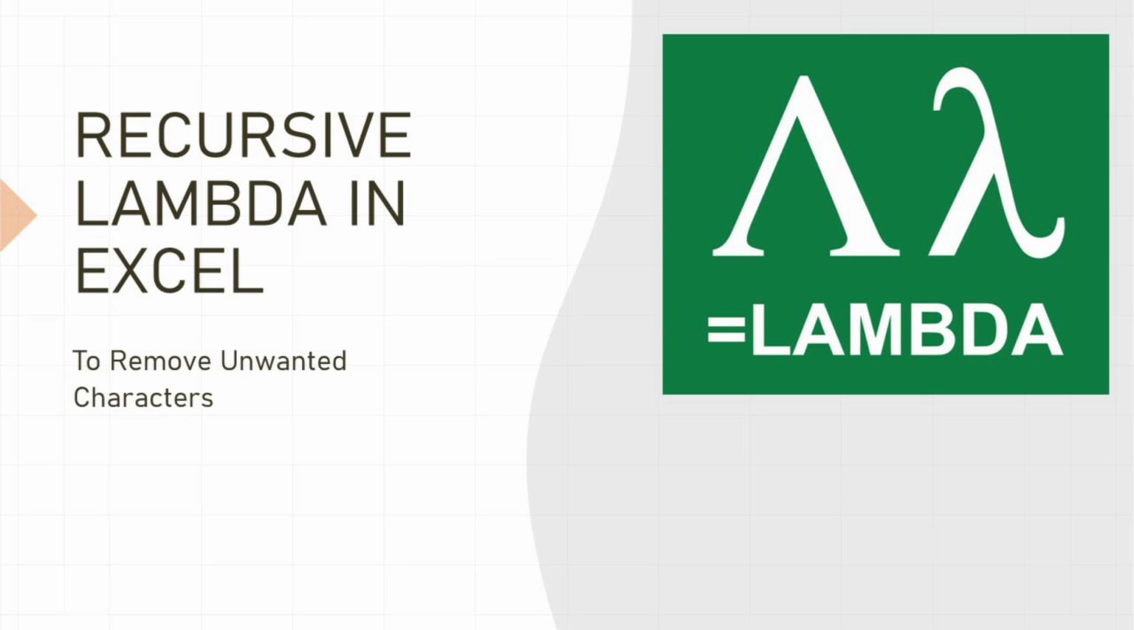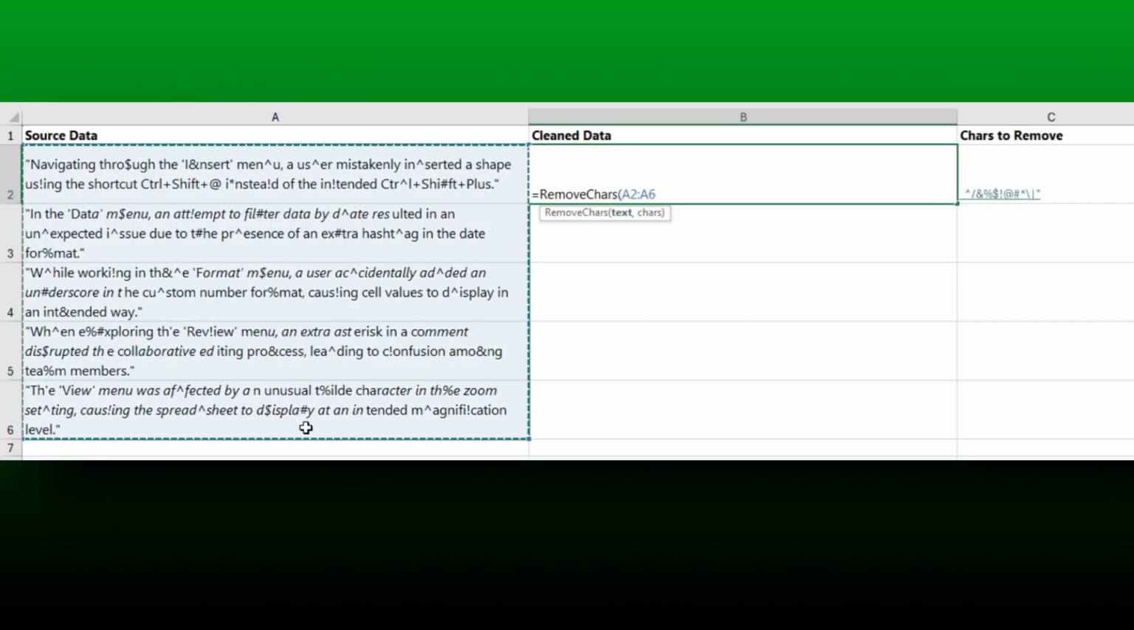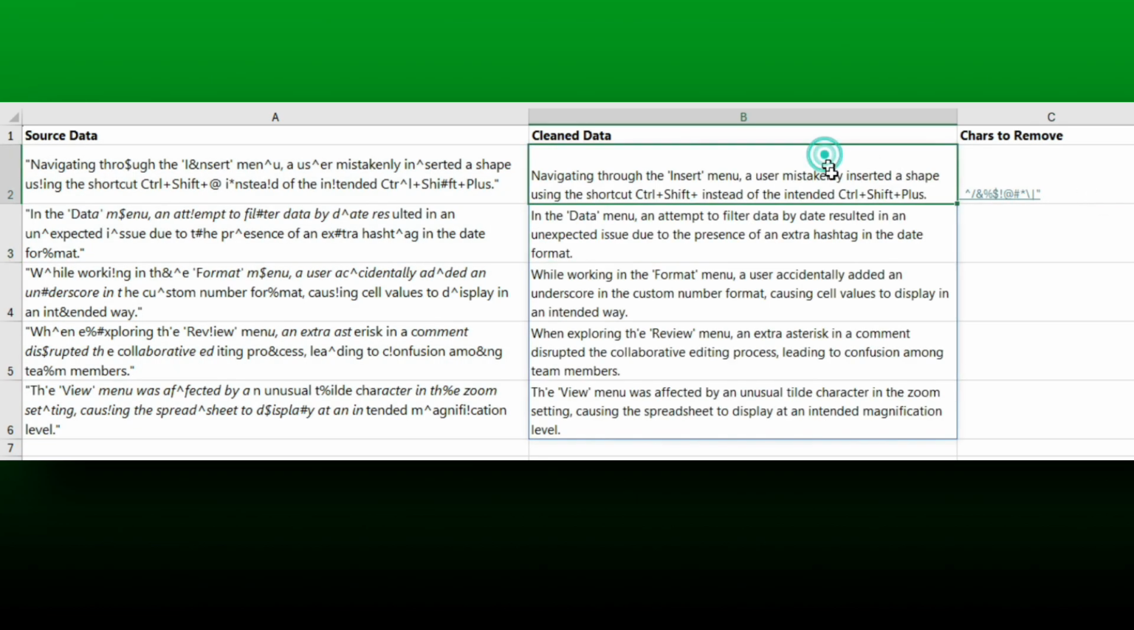Many times when we import data from external sources or the web, we notice that there are some unwanted characters, like a percentage sign, a hash sign, and these unwanted characters are scattered all across your text string. And you simply want to find out a way to remove all of these unwanted characters with just a single function, and today in this video we will be developing that function.